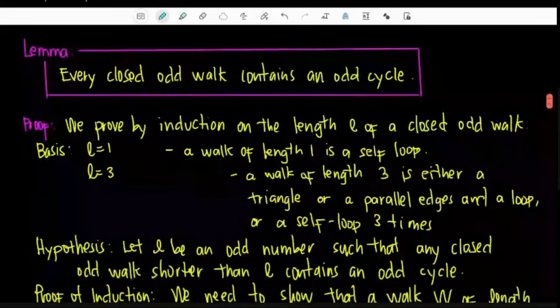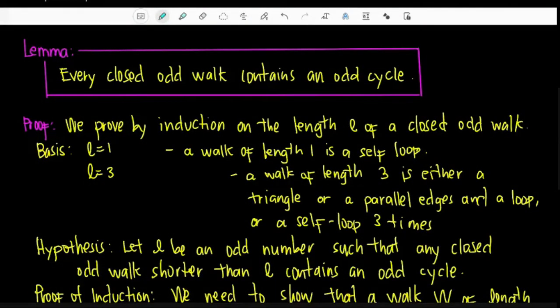Now, this is a very nice property for graphs: every closed odd walk contains an odd cycle. So, what do we mean by a closed odd walk? You make a walk which consists of an odd number of edges such that the first vertex is the same as the terminal vertex. So, you just make a walk in your graph until you reach the starting point. Okay? So we prove by induction on the length L of a closed odd walk.